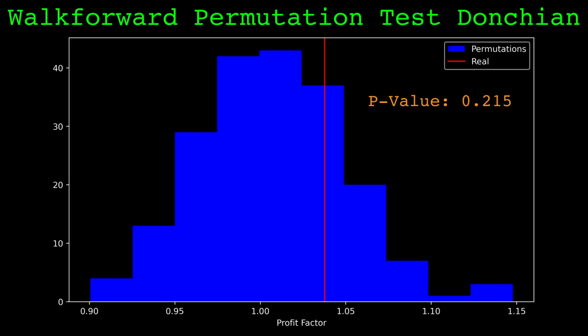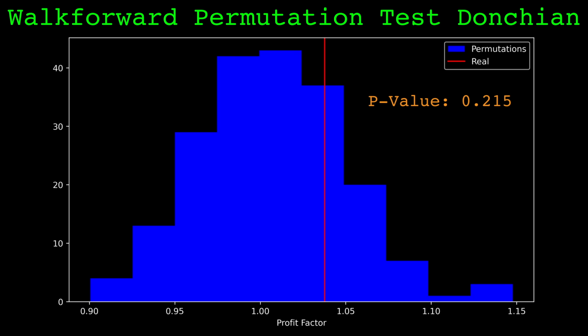The p-value is 22%, roughly meaning there's a 22% chance the walk forward profit factor of 1.04 could have been achieved by a worthless strategy. In other words, a 22% chance our walk forward results were just dumb luck. Ideally, this probability is very low, and a great strategy will have a very low p-value.